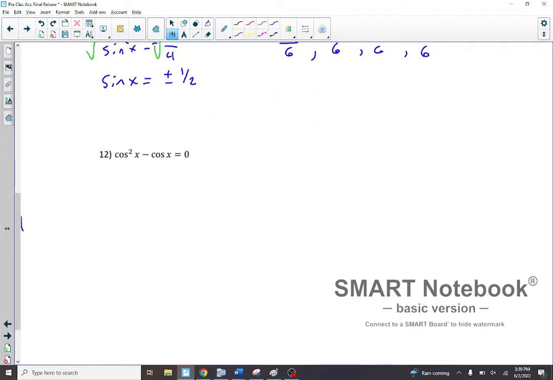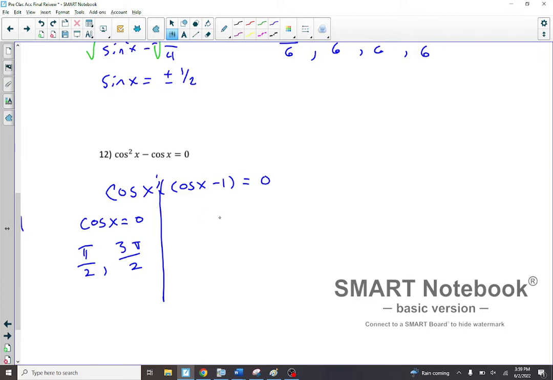This one, I need to factor out cosine. Cosine x times cosine x minus 1 equals 0. From here, I could split and solve each one separately. So cosine x equals 0. All the places where cosine is 0, since it's the x value, that must be straight up and straight down. So pi over 2 and 3 pi over 2.